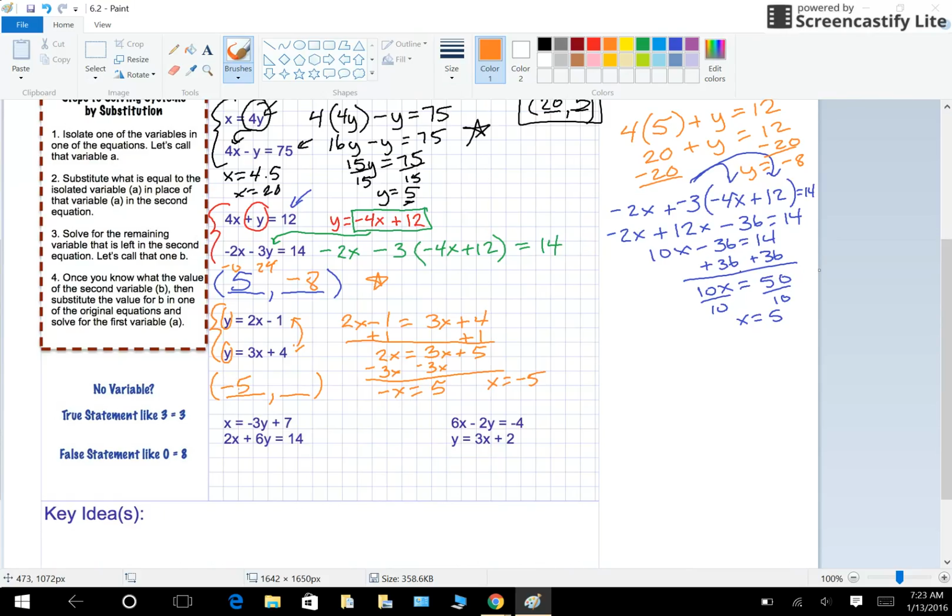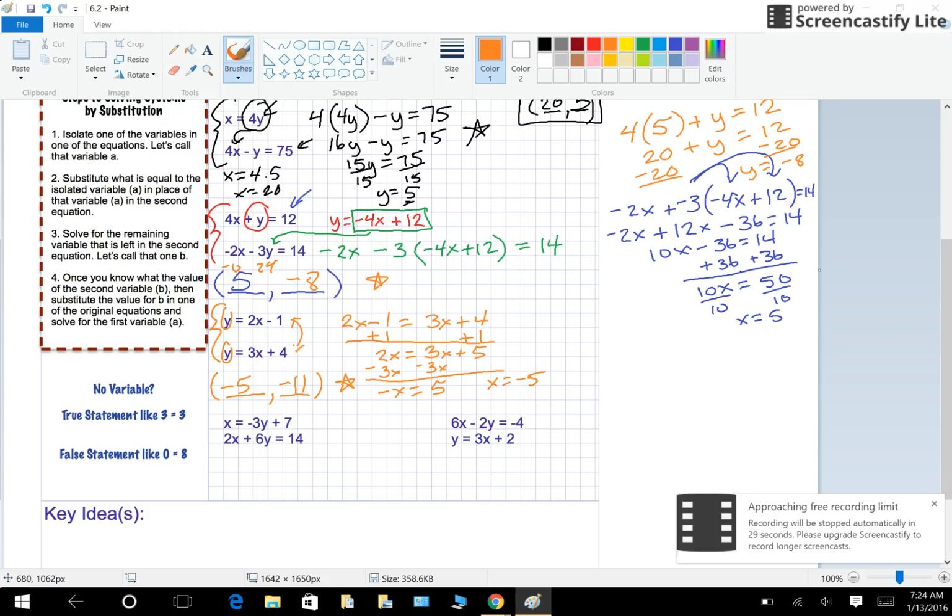Now that I know that x equals negative 5, I just have to replace one of these values of x with negative 5. So I'm going to do this one right here. 2 times negative 5 is negative 10 minus 1. Negative 10 minus 1 is negative 11. So y equals negative 11. Let's see if it works for this other one. 3 times negative 5 is negative 15, plus 4 is negative 11. So again, this worked.